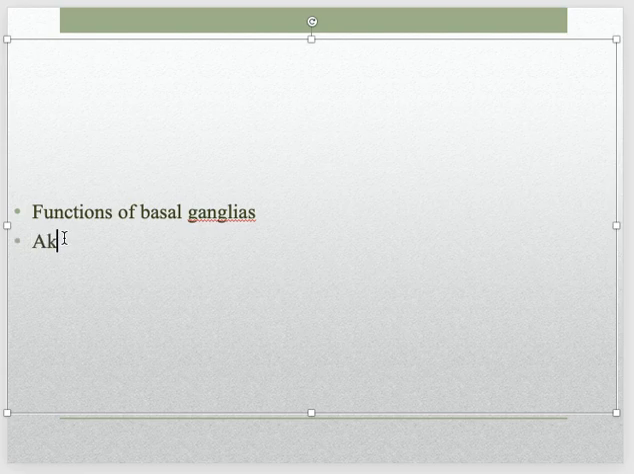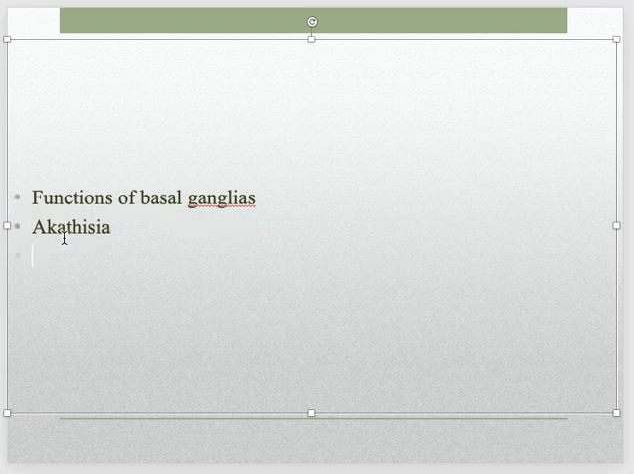For example, one of the things is called akathisia. So what is akathisia? It is restlessness. The people who have akathisia have voluntary stereotyped movements, and it looks like they are restless. They are in continuous motion. So you can look at this.